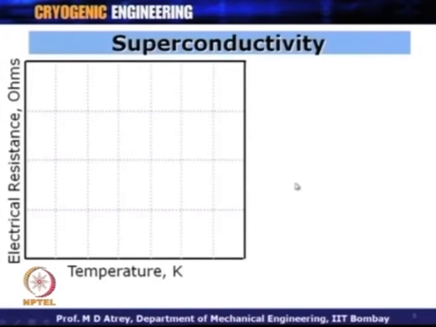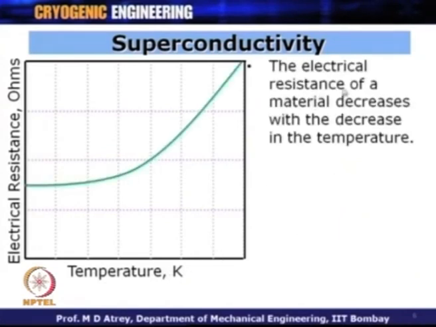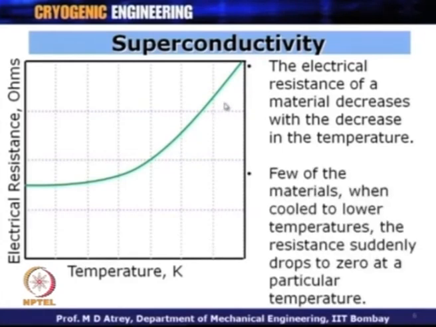So, let us see a behavior of how the electrical resistance changes at low temperature. This particular graph shows the electrical resistance of metals decreases with the decrease in the temperature. You can see a general behavior of these metals. Some of the metals become superconducting and suddenly the resistance becomes equal to 0 at critical temperature. Now, some of the materials become superconducting, alright. So, few of the materials when cooled to lower temperatures, the resistance suddenly drops to 0 at a particular temperature. This is what is shown by this particular graph.